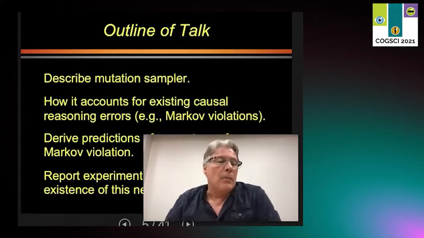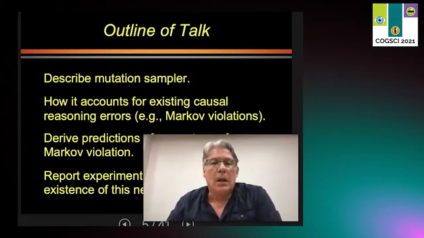So today I'm going to describe the mutation sampler. I'm then going to describe how it accounts for existing causal reasoning errors, such as Markov violations. I'm going to derive predictions for a new type of Markov violation, and then I'm going to report an experiment documenting the existence of this new error.